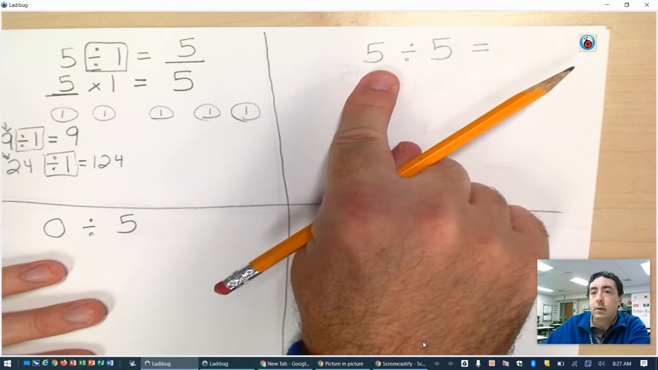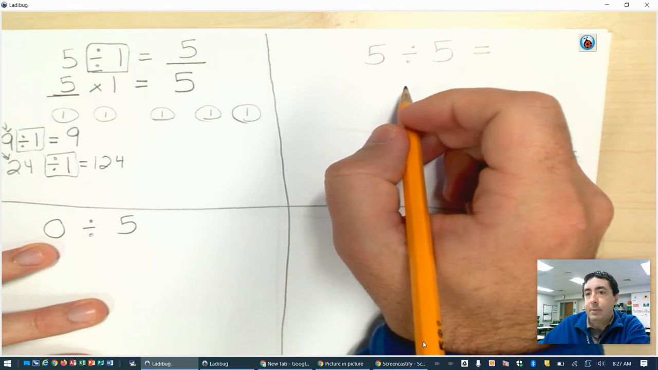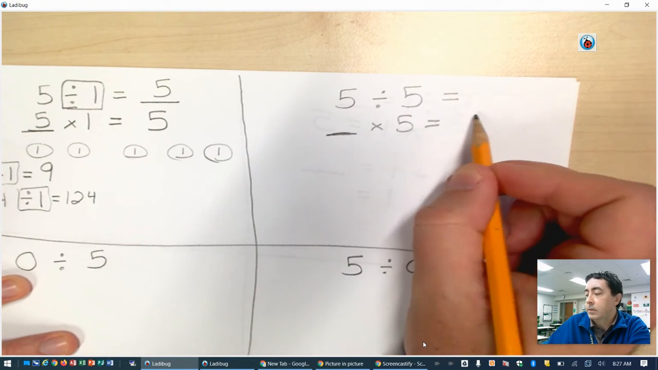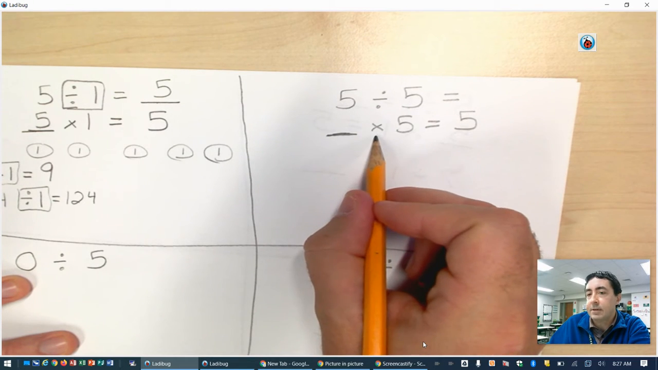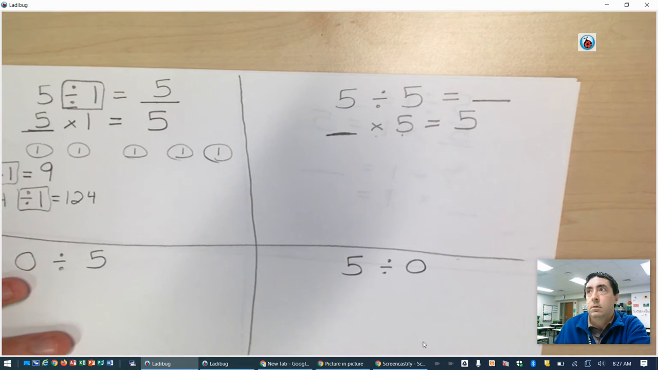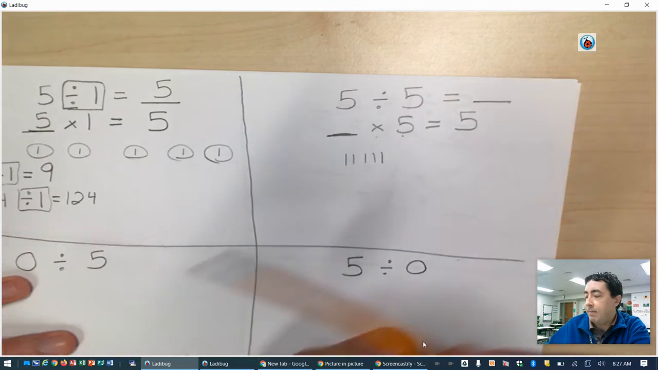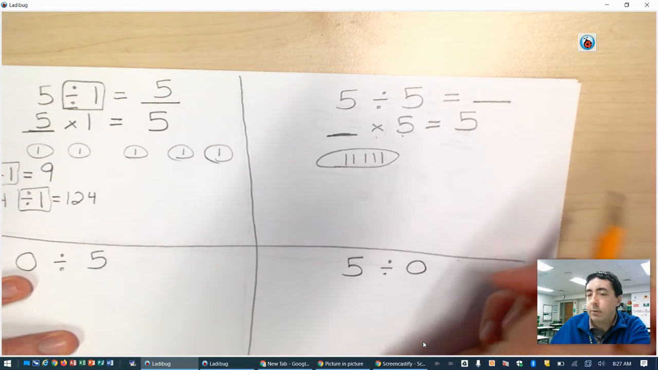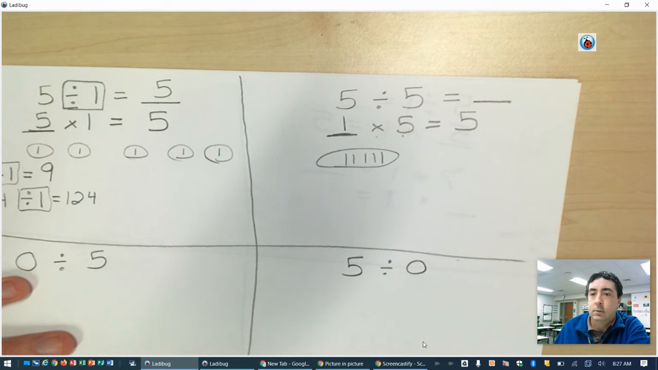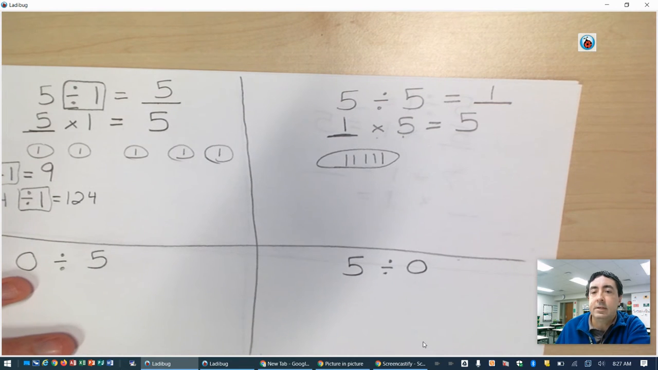Now, let's take a look if the numbers are the same. Okay, so again, let's use our fact family to flip it around. What number times 5 equals 5? How many groups of 5 does it take to make 5? Well, let's make a group of 5. 1, 2, 3, 4, 5. I'm at 5. How many groups did it take? It only took 1 group. So there is where the 1 is. Okay, you see that?